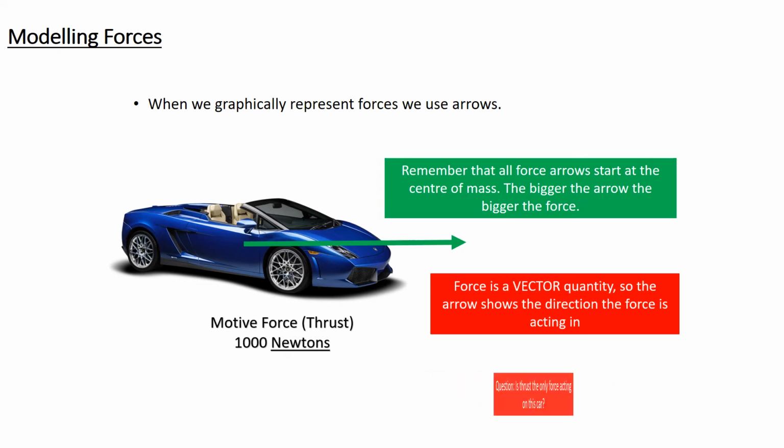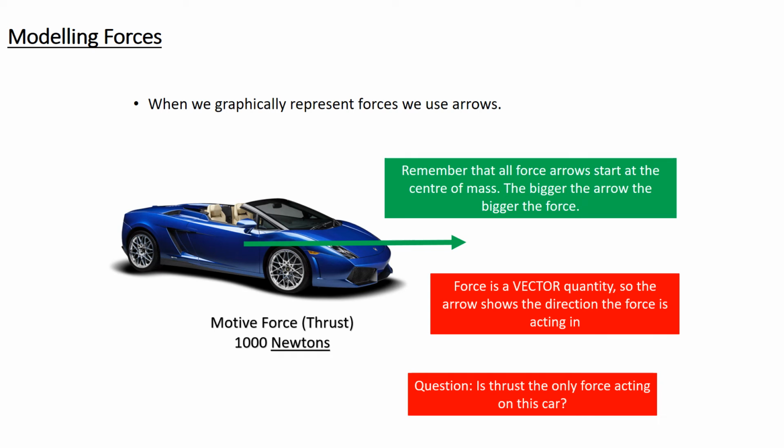Now think about this really carefully. Is thrust the only force acting on this car? Quite simply, no. There has to be a reaction between the tyres and the road. There has to be weight and there has to be air resistance. So they have all got to be added and they're all acting in different directions. So weight is acting downwards, reaction is acting upwards, and air resistance is pushing back on the car.